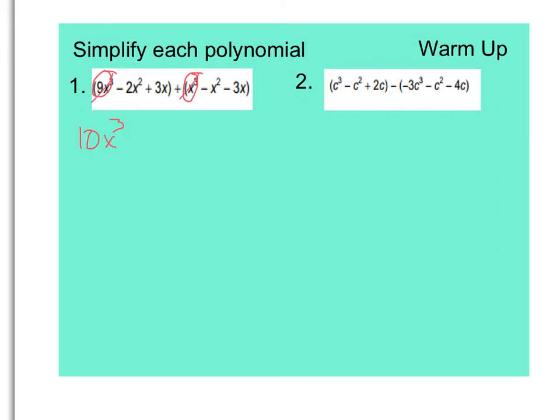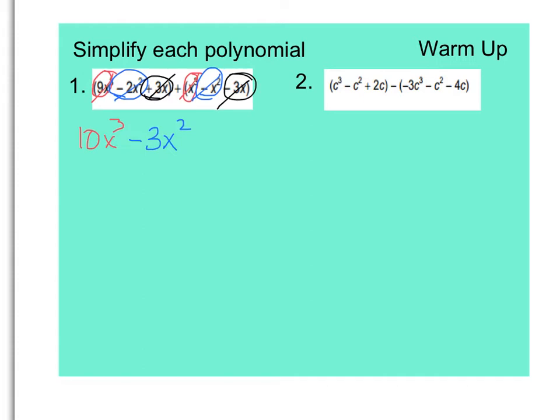Then I see that I also have a negative 2x squared. I have a negative 1x squared, so that's going to make negative 3x squared. And then I've got a positive 3x and a negative 3x, which is going to cross out. So I don't even write them, which means 10x cubed minus 3x squared is my final answer.